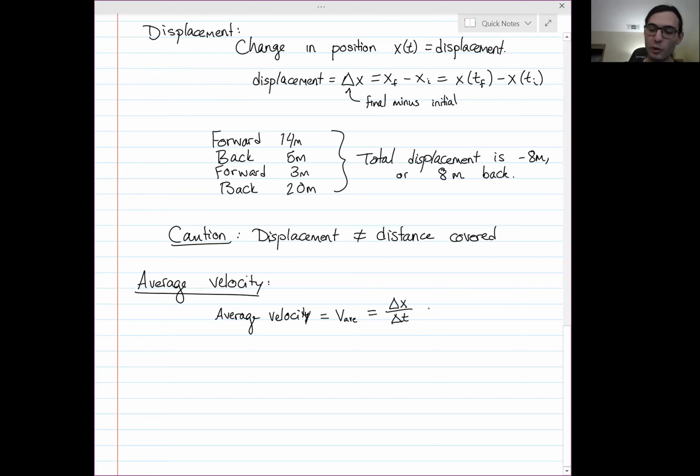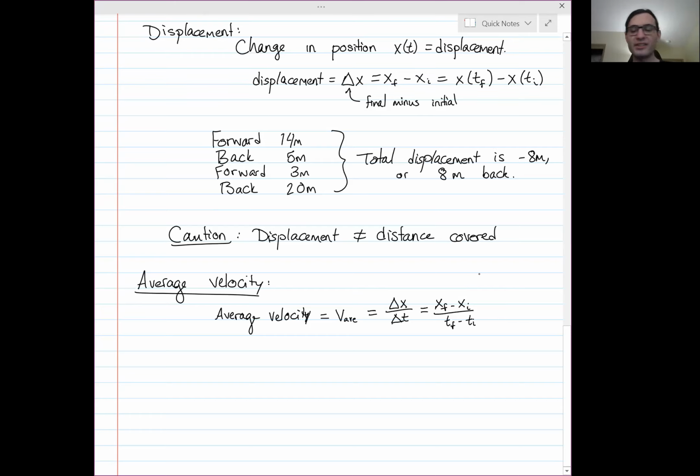And so we can rewrite what this means. Delta x is really xf minus xi, and delta t is tf minus ti. So that's what those two symbols mean. And so all we're doing is we're dividing the displacement by the duration, and that gives us an average velocity.